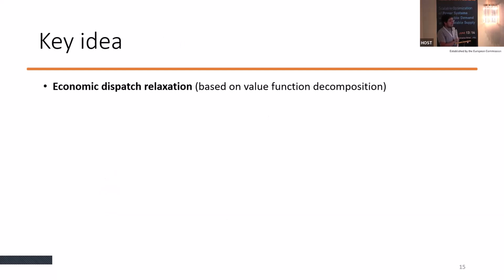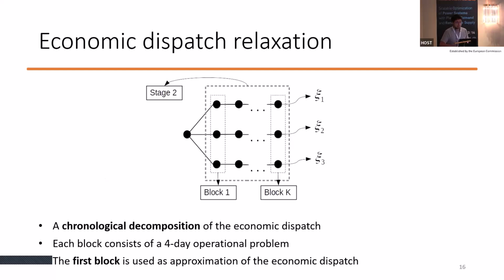As I told you here, the key idea is going to be providing this economic dispatch relaxation. And what is important here is that this is going to be based on a value function decomposition. So let me guide you now through this economic dispatch relaxation. What we propose is a chronological decomposition of the economic dispatch problem. Essentially, in the second stage, instead of having this huge problem, we decompose it into several subproblems, by these several blocks that you see here.